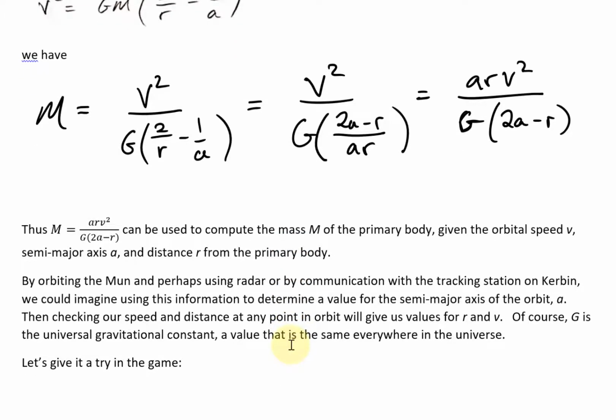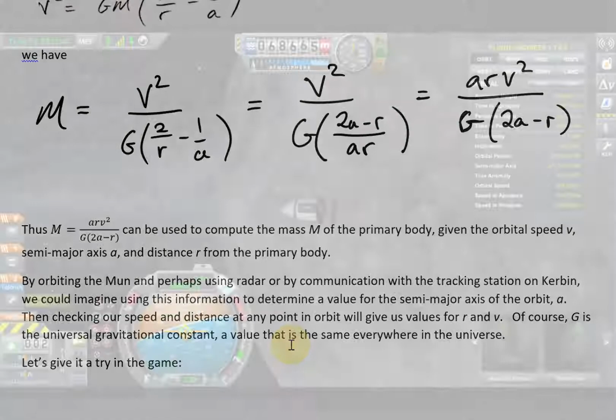By orbiting the Mun and perhaps using radar or communication with the tracking station on Kerbin, we could imagine using this information to determine the value for the semi-major axis. I mean, we've got it recorded in the game, in the tracking station, and in the Kerbal Engineer display. So checking our speed and distance at any point in the orbit will give us values for r and v. And of course, G is the universal gravitational constant, a value that's the same everywhere in the universe. So let's give this calculation a try in the game.